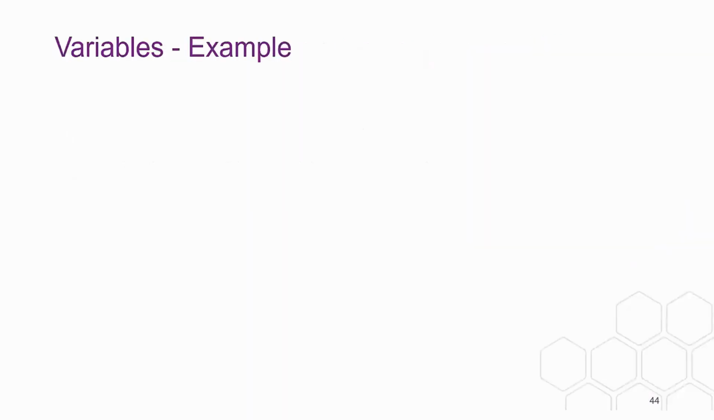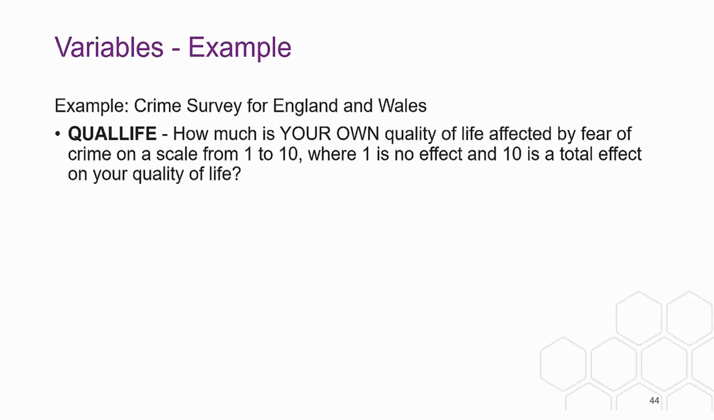So from having a look in the documentation, I can see that the Crime Survey for England and Wales has two variables which fit our key concepts. The first of these is qual-life, which is how much your own quality of life is affected by fear of crime on a scale from 1 to 10, where 1 is no effect and 10 is a total effect on your quality of life. And the next is age, the respondent's age.